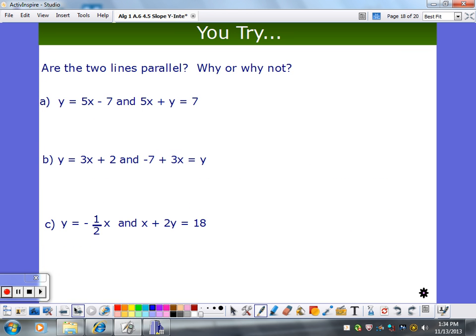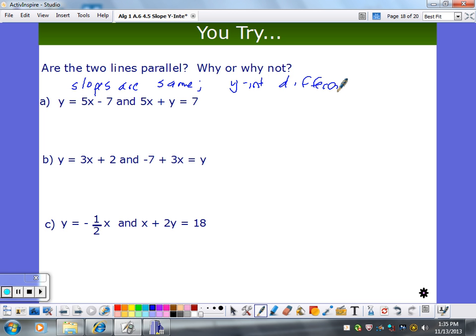All right, so does that make sense? Yes. All right, so I've got some new problems. What I want you to do is figure out, are the lines parallel? Why or why not? So how are you going to approach this? How do I know 2 lines are parallel? The slopes are the same. What's different? The y-intercepts are different.